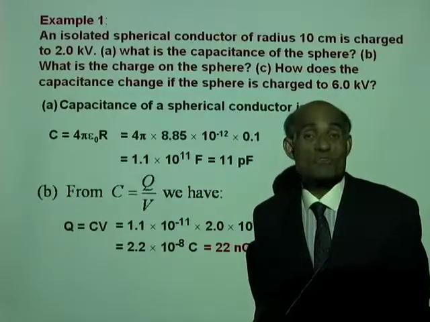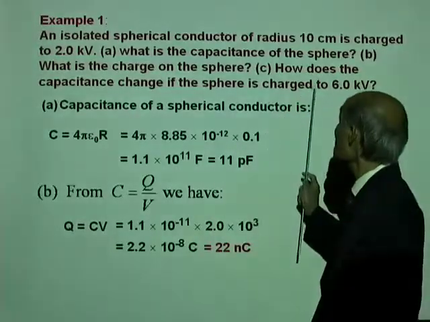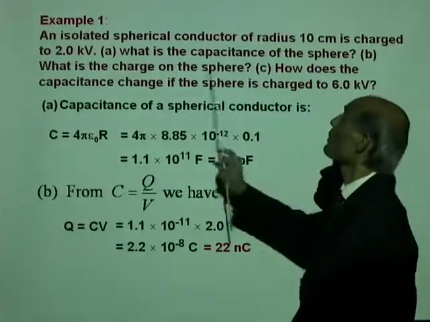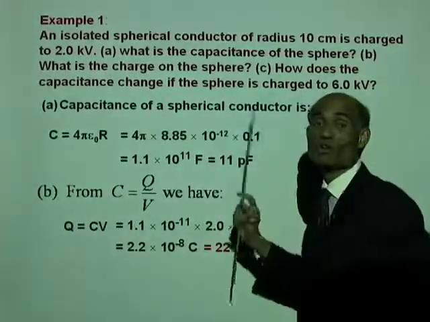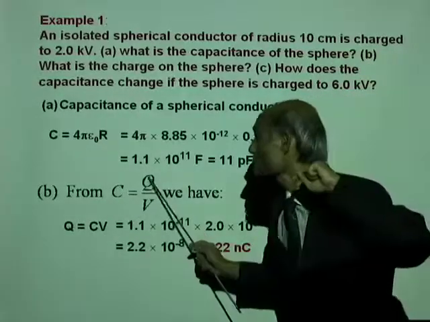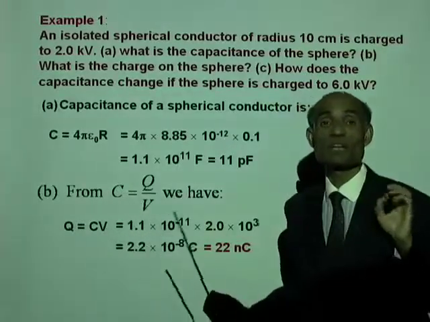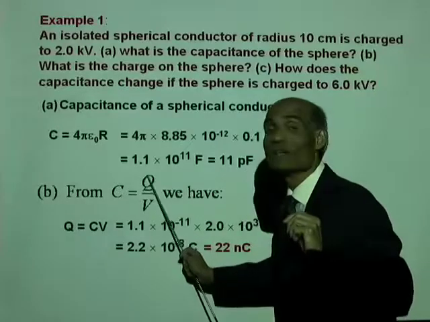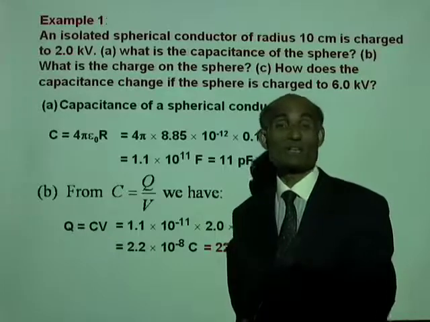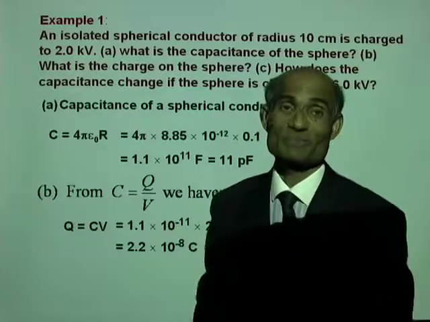There will be no change in the capacitance. Why? Because the capacitance does not depend on the potential. If you want to raise the potential to 6 kilovolt, that is 3 times the original, you have to give the conductor 3 times the original charge. That means Q divided by V will not change. The capacitance of a conductor does not depend on the amount of charge, nor does it depend on the potential. The capacitance depends only on the physical dimensions of the conductor.